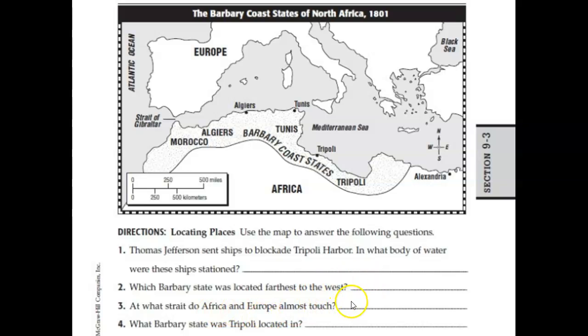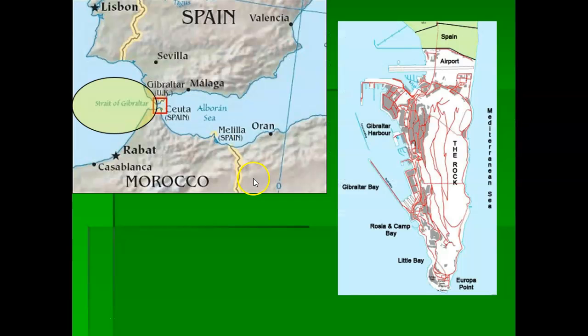At what strait do Africa and Europe almost touch? Well, that would be right here at the Strait of Gibraltar. It is actually controlled by the United Kingdom. You can see this area right here is controlled by the British. The rest of it is Spanish.